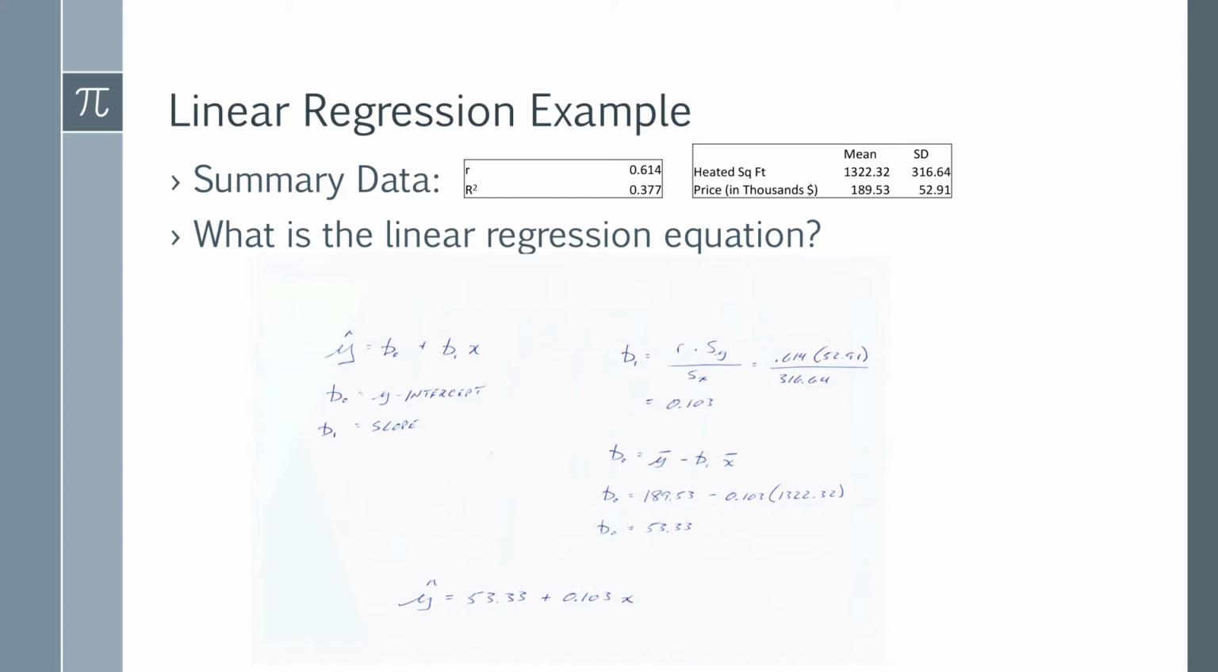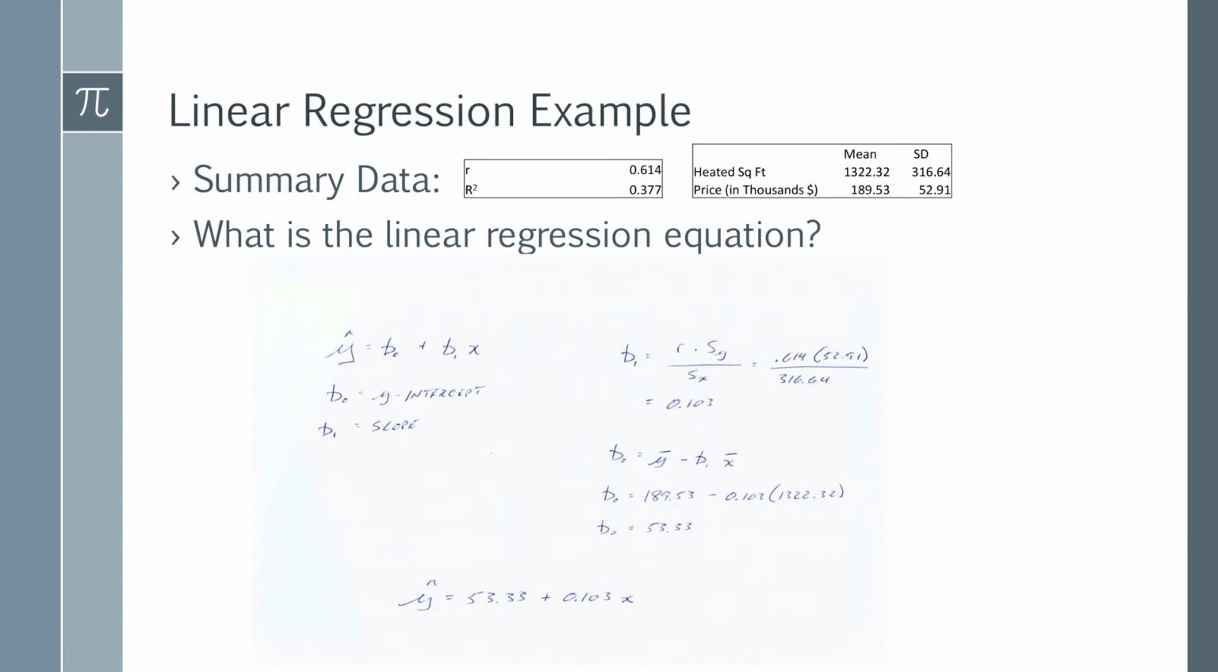First let's calculate the slope. The formula for our slope is r times the standard deviation of the y variable divided by the standard deviation of the x variable. So I have 0.614, that's my r variable. The standard deviation of my y is 52.91, and the standard deviation of my x variable is 316.64. I solve for b1, and that gives me a slope of 0.103.